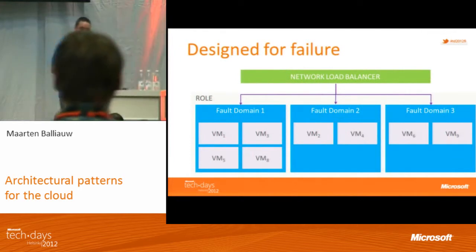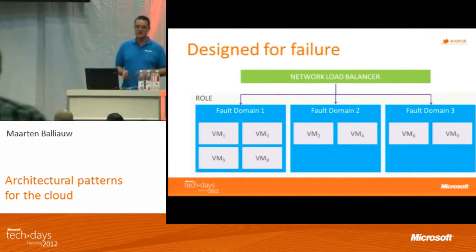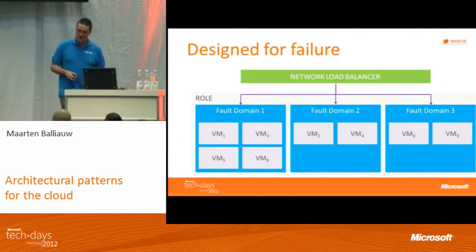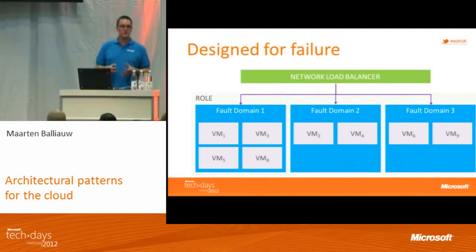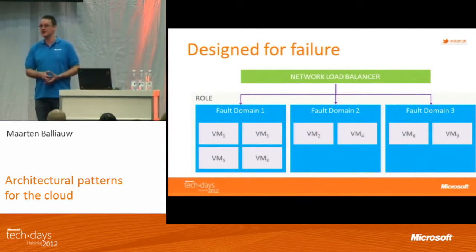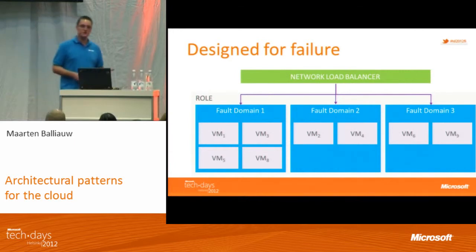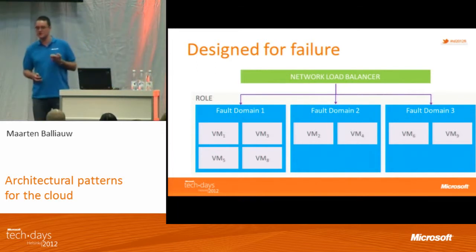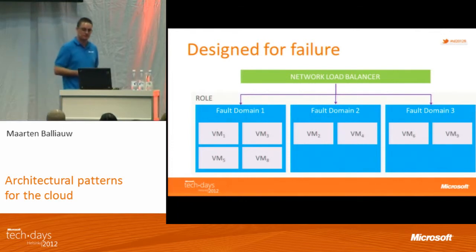Azure is also designed for failure, which means there's a network load balancer. They have a set of fault domains in which your VMs are provisioned. So imagine this scenario where you have 8 VMs. What Windows Azure will do is spread those VMs across different fault domains. And those fault domains are just different locations in the data center. A different rack, a different power circuit, a different network connection, just to make sure if any of these things go down, your application will still survive in the other fault domains.